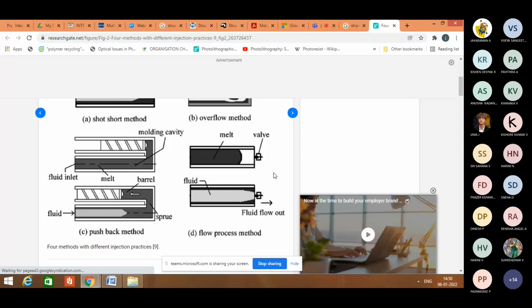In this case, the fluid is completely filled in the cavity, and secondly, the water is injected into the fluid to make the part from these four different approaches. Each approach is used to make different types of products and different thicknesses of product. These are the four approaches people use in the water assisted injection molding technique.